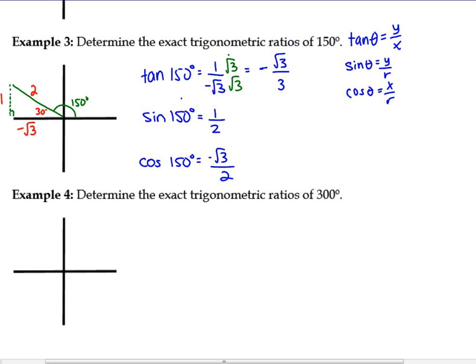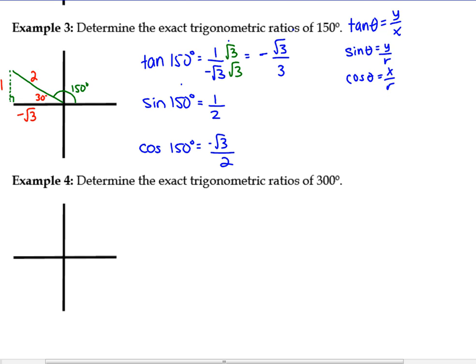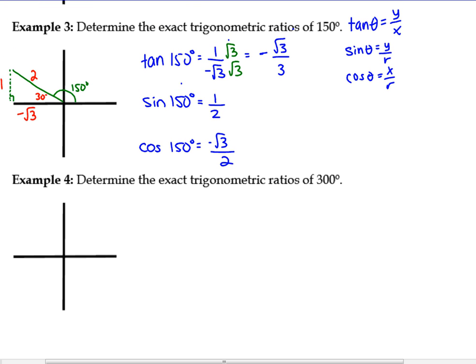I'd like you to try example 4. Same idea: draw on the special triangle, figure out the reference angle, and draw the special triangle that's on the previous page. Across from the 30 is the 1, hypotenuse 2, and root 3. Okay, so try this next one.